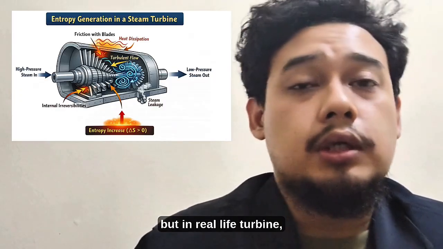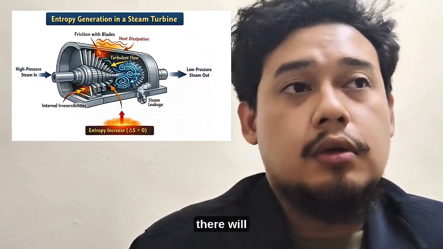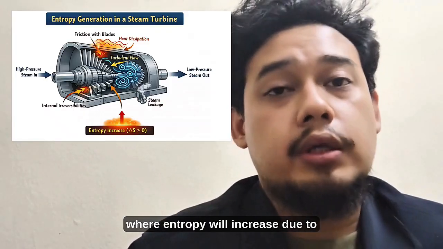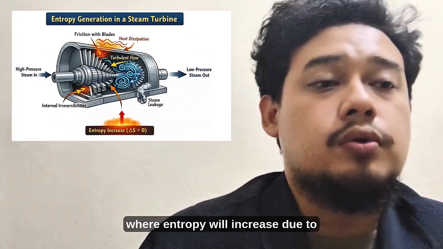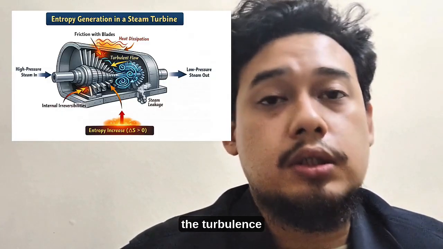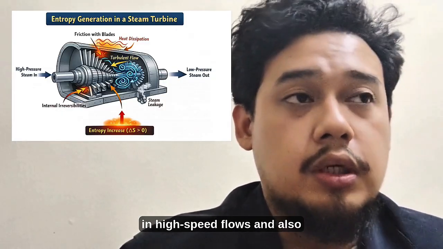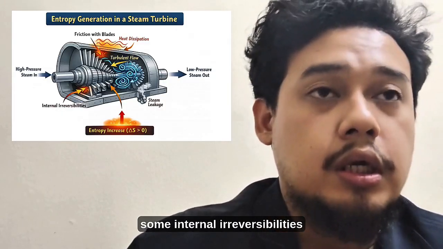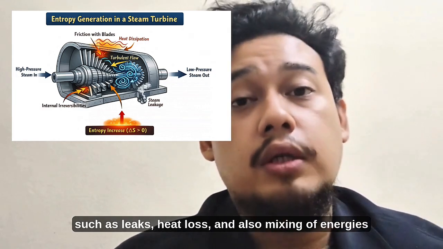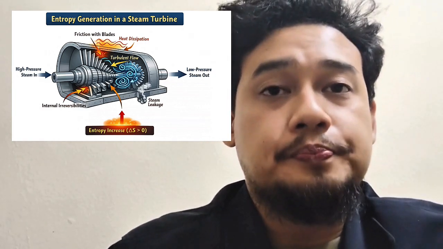But in a real life turbine, there is always going to be an energy loss where the entropy will increase due to the friction between the steam and the blades, the turbulence in high-speed flows, and also some internal irreversibilities such as leaks, heat loss, and also mixing of energies.